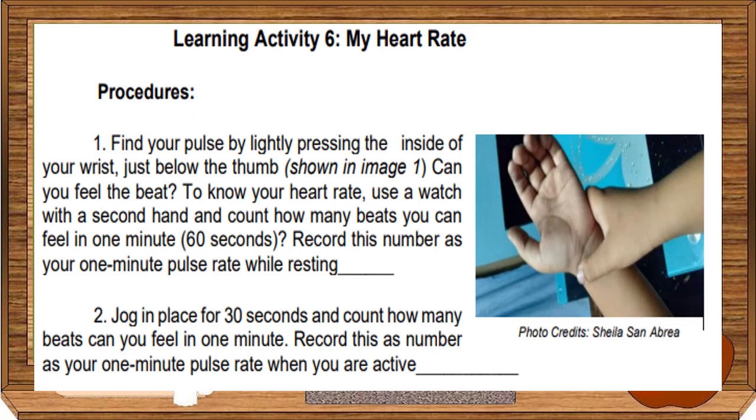Stop. You may now record your 1 minute pulse rate. Okay, let's have number 2. Jog in place for 30 seconds. If you cannot jog in place, you can dance, you can walk, or do a physical activity. Then, count how many beats you can feel in 1 minute. Record this as your 1 minute pulse rate when you are active.